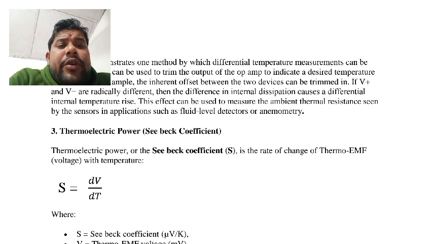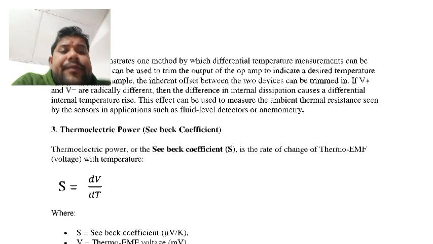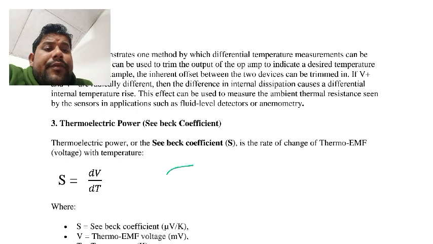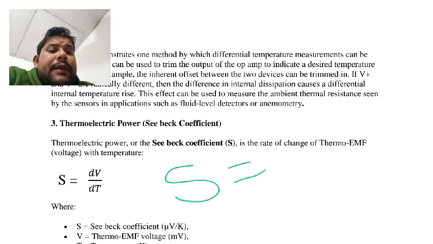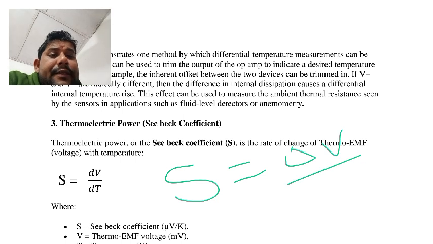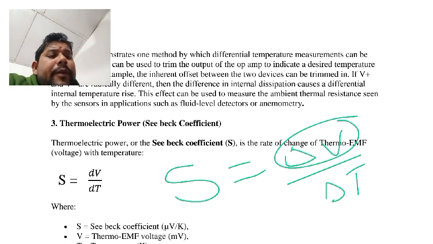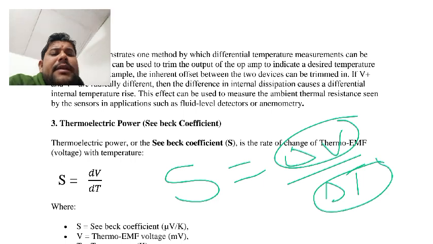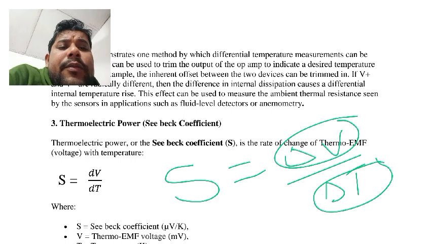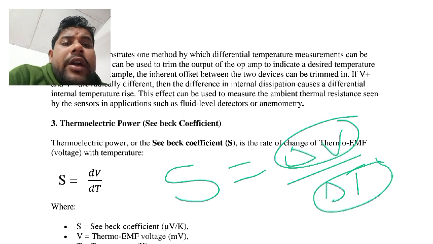Thermoelectric power, the Seebeck coefficient. Thermoelectric power or Seebeck coefficient S is the rate of change of thermo EMF, that is, the change in output voltage delta V, or the change in temperature. This is the change in output voltage by the change in input. This is nothing but sensitivity, change in output by change in input. So in terms of thermoelectric power, this is called the Seebeck coefficient.